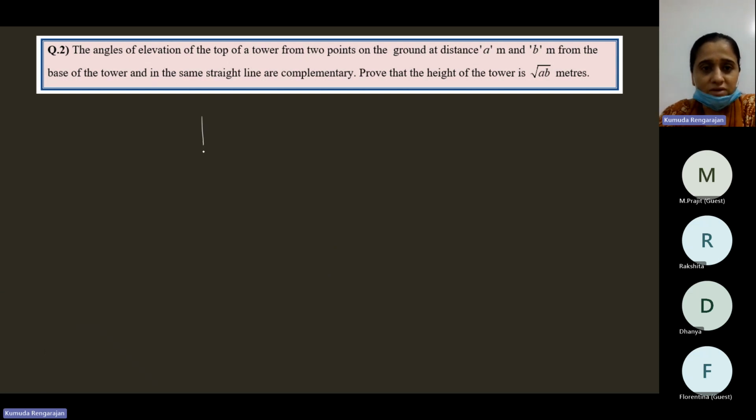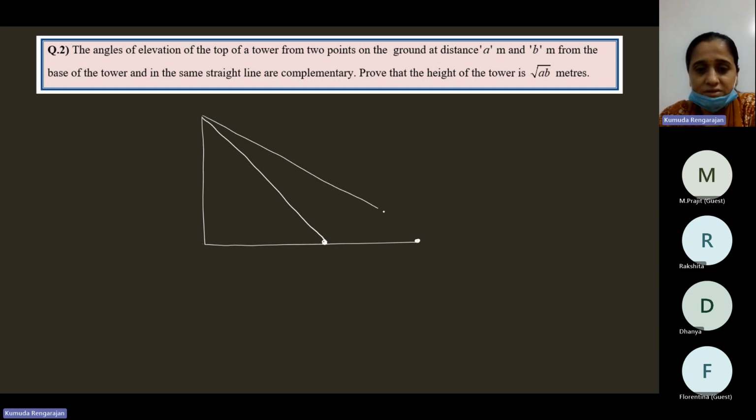See here. This is the tower. All right. This is a straight line through the base of the tower. One point, another point on the straight line. From these 2 points, the elevation of the top of the tower is measured. So these are the lines of sight. The angles of elevation are complementary. So if you take this one as theta, then this one will be 90 minus theta, the angle.